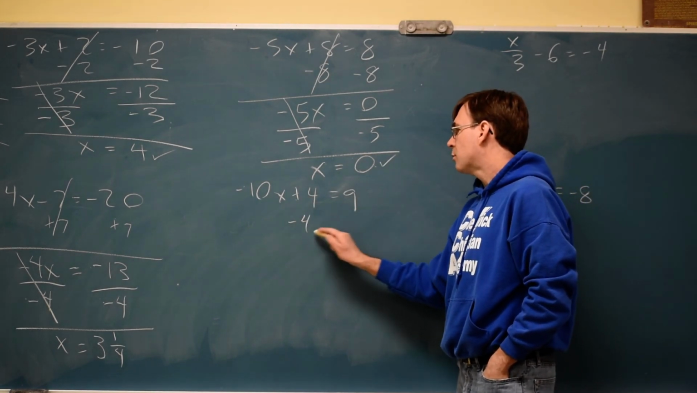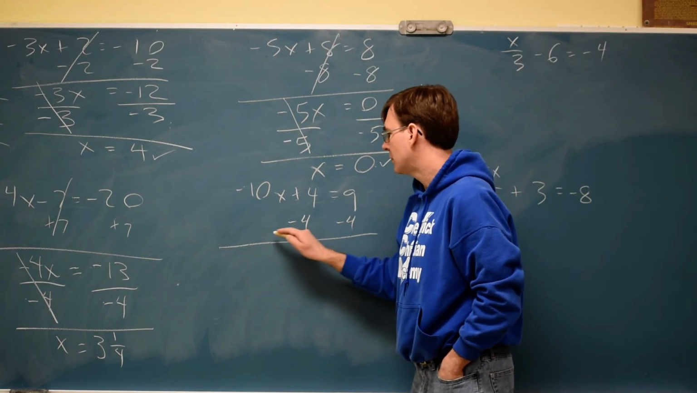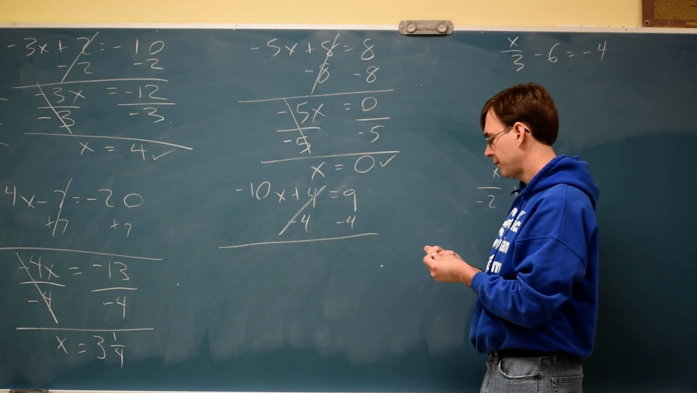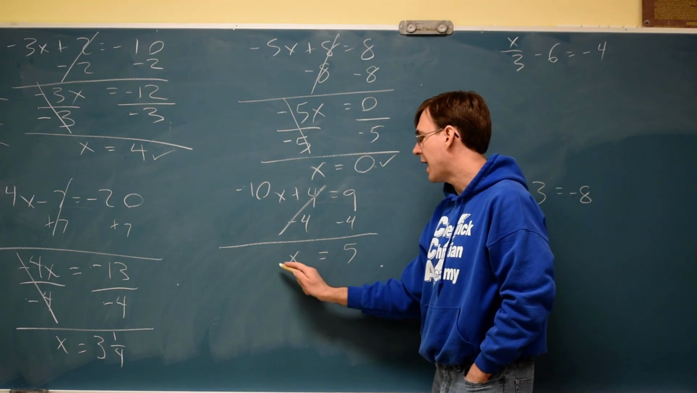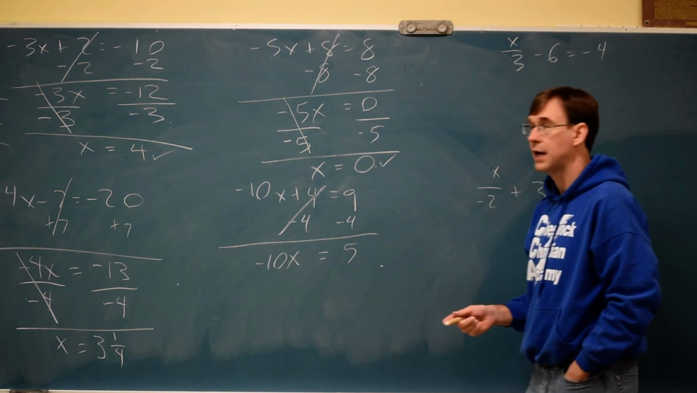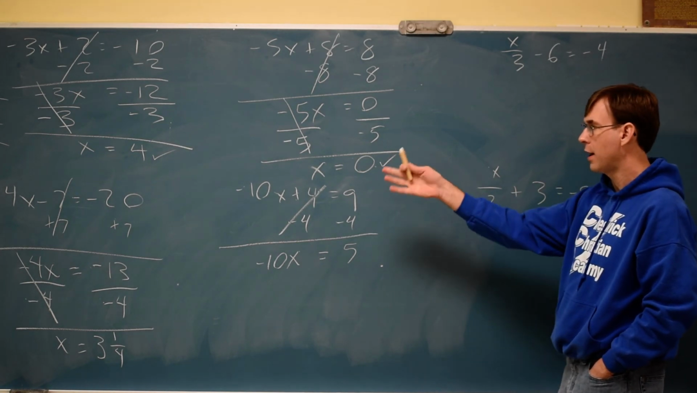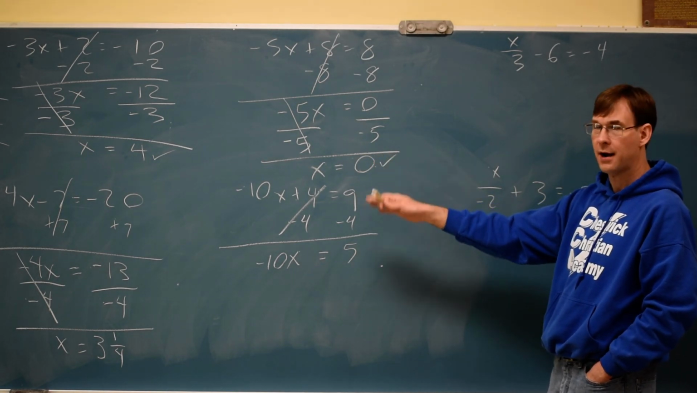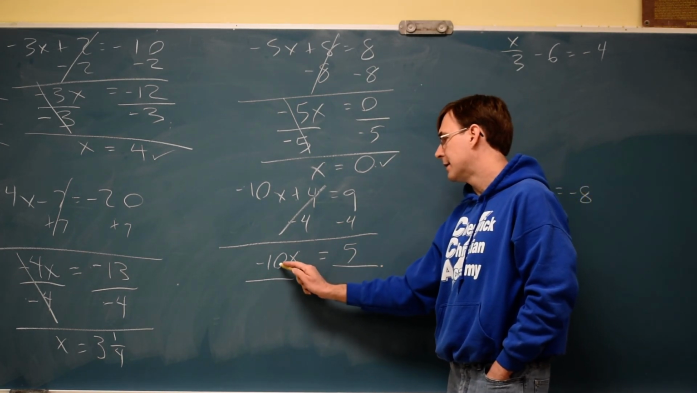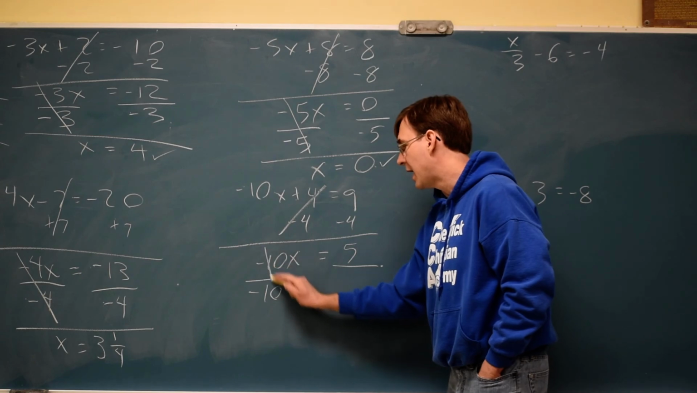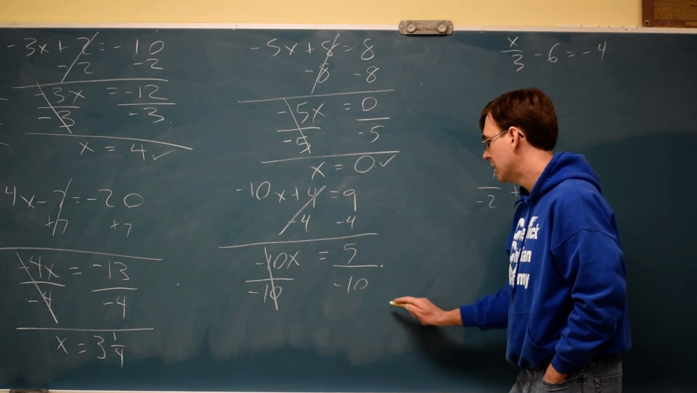Add 4 makes me subtract 4 on this one. Eliminates the 4's. 9 minus 4 is 5. Keep the x and the negative 10 all together unchanged. Never change the whole area around the x, the multiplying area at first. Divide at the end. To get rid of negative 10, we'll have to divide by negative 10 to get an elimination going.